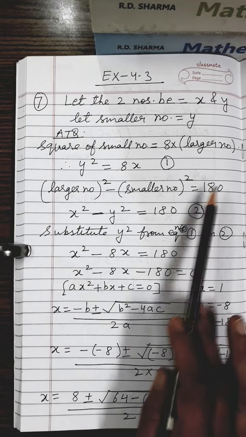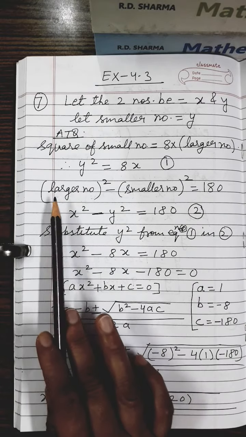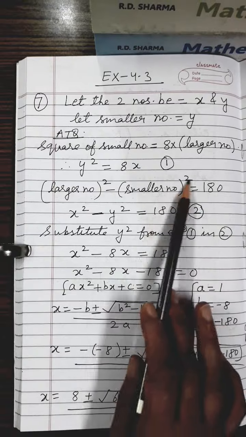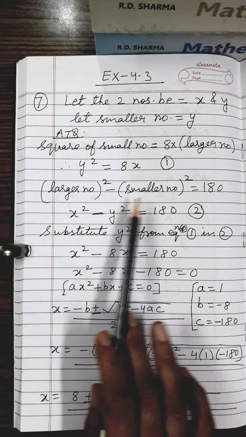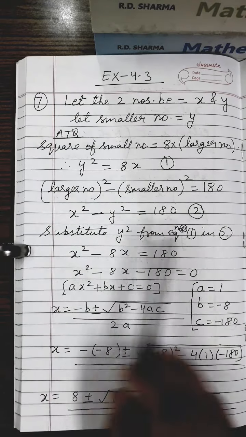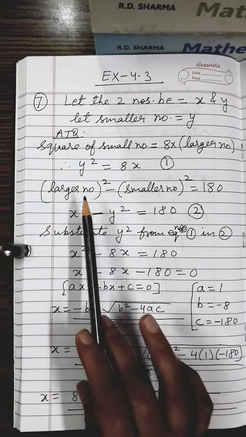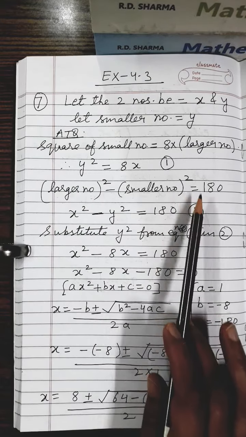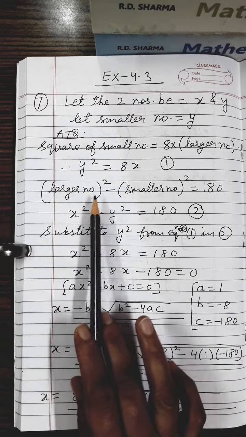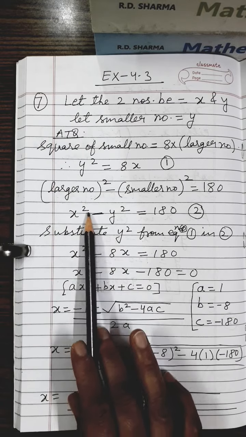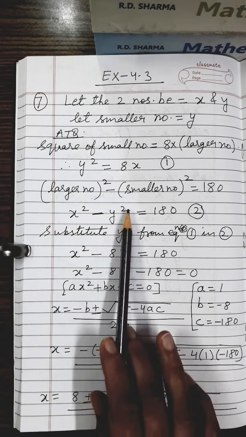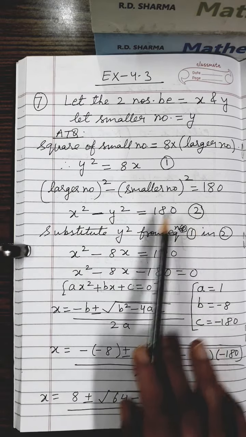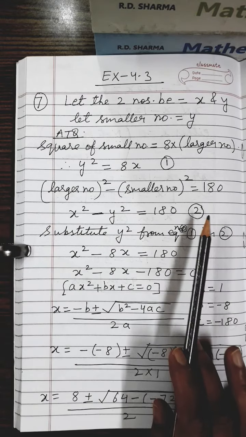180 is a positive number. So it is must that you have to write larger number square minus smaller number square. You cannot write smaller number square minus larger number square, right? So according to question, larger number square minus smaller number square equals to 180. Now replace larger number by x, so you get x square. Smaller number is y, so you get y square. So x square minus y square equals to 180. This is your equation number 2.